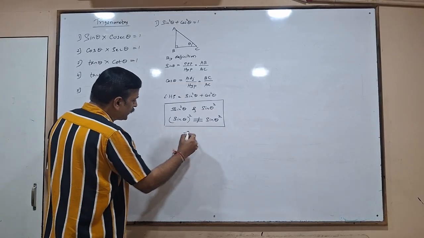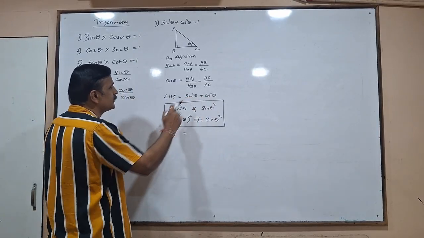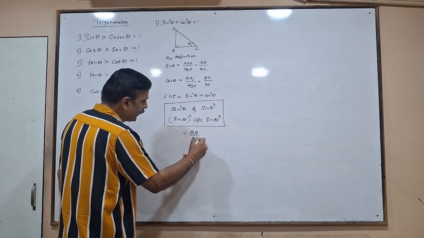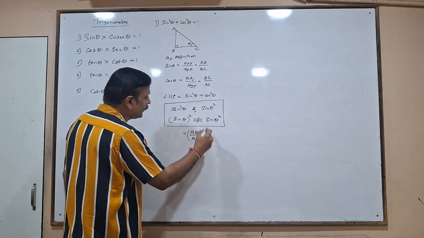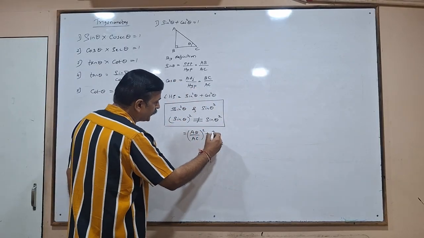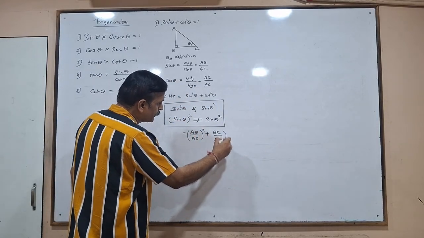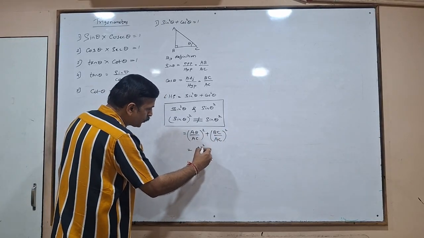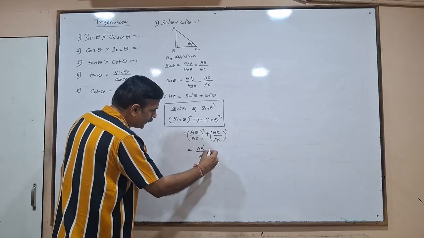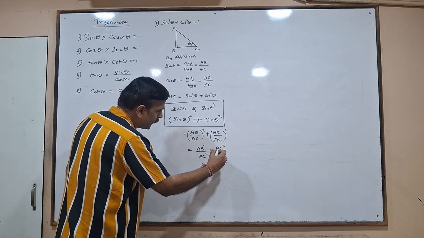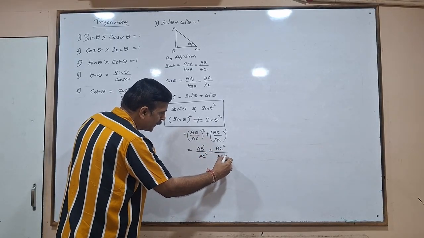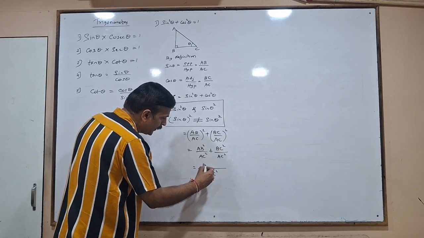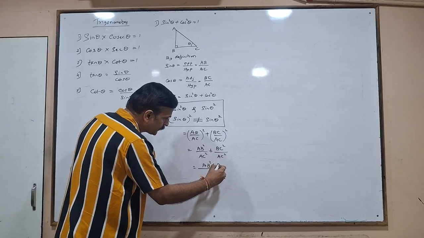So let us come back again to the identity. Sin theta we have got by definition as AB upon AC the whole square. Cos theta by definition is BC upon AC the whole square, which is AB square upon AC square plus BC square upon AC square. As the denominator of both is same, it will be AB square plus BC square.